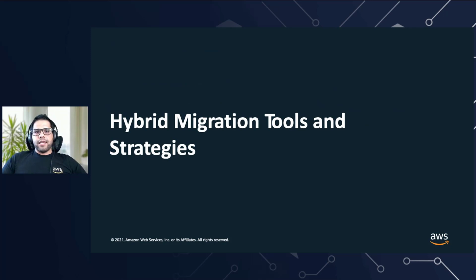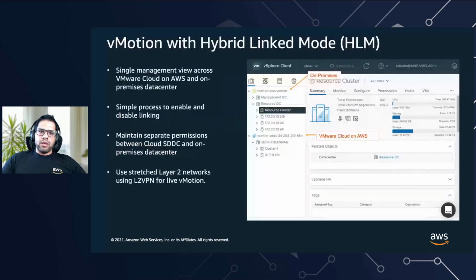Let's first start by taking a look at the different tools and strategies available for hybrid migration. The first option that you have is using the long-distance vMotion feature available with VMware Cloud on AWS. You can link your on-premises environment and VMware Cloud on AWS using VMware Hybrid Linked Mode, which allows you to manage your on-premises and cloud vCenter servers from a single pane. The process to enable and disable the linking is very simple. And you can maintain separate permissions between the Cloud SDDC and the on-premises vSphere environment, all using the vCenter console.